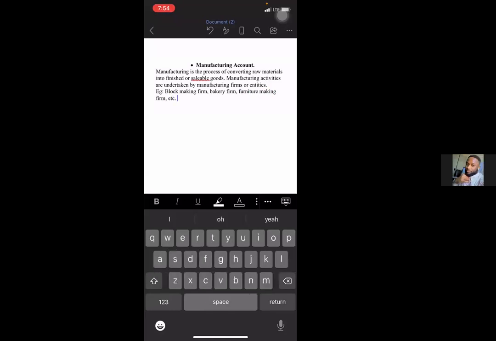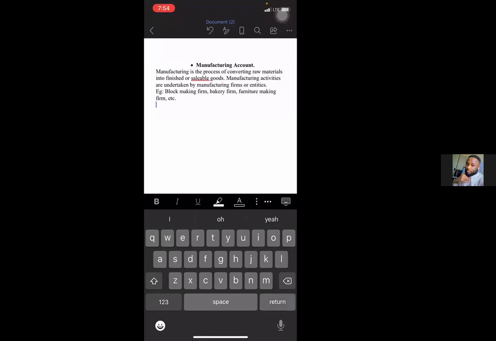All these entities undertake manufacturing activities. So in manufacturing, you would have raw materials, and you would convert raw materials into sellable products.